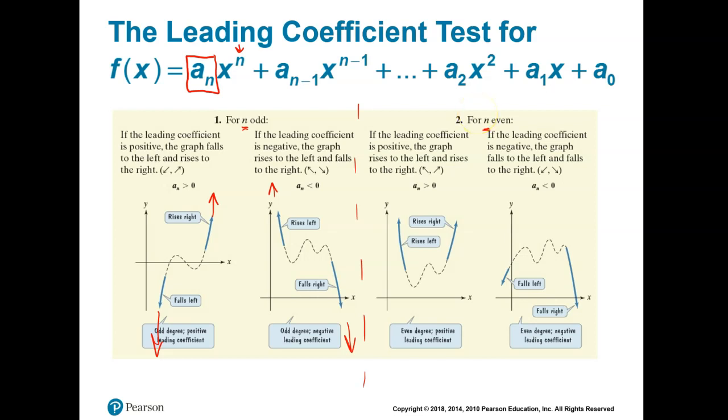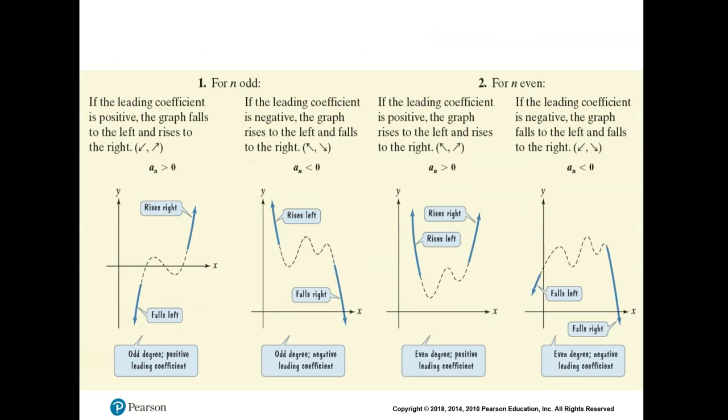But when it's even, we have a highest power of 4 or 2 or 6 or something like that. Then whatever we do on the right, we also do on the left. And vice versa. So we're going to rise and rise, or fall and fall. And that's what the leading coefficient test says.